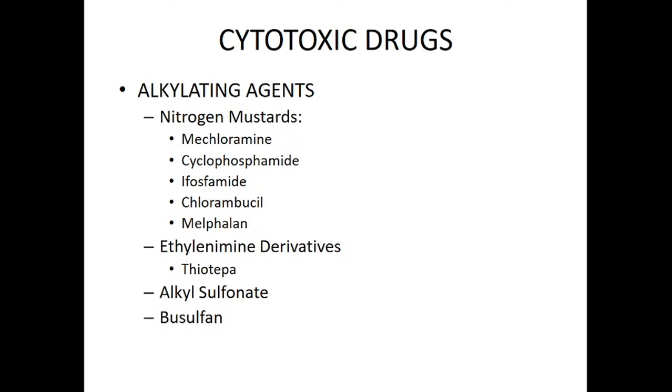The dose is very clearly distinguishable. A little higher dose will cause anti-cancer effect, a little lower dose can cause immunosuppressive effect. So cyclophosphamide can be used for both anti-cancer as well as immunosuppressive action.